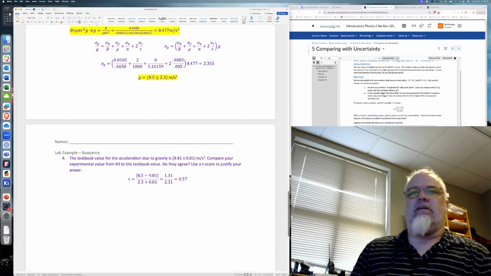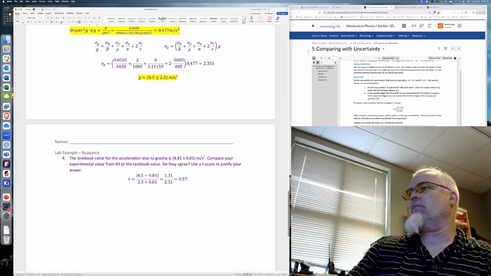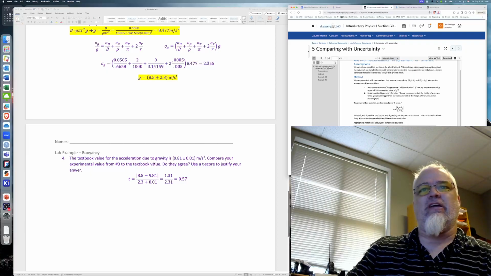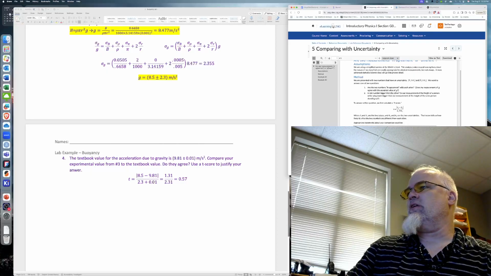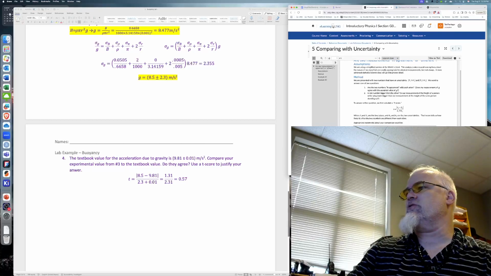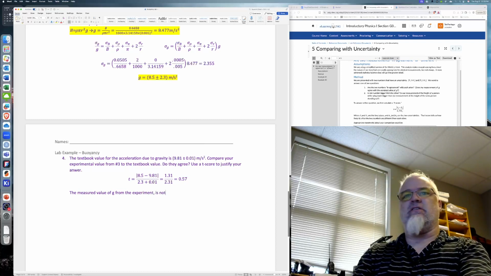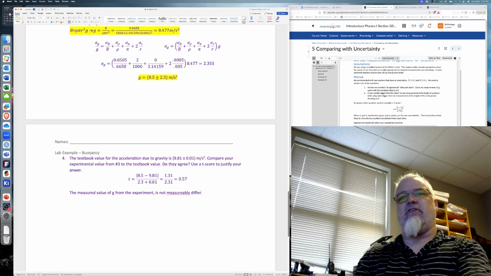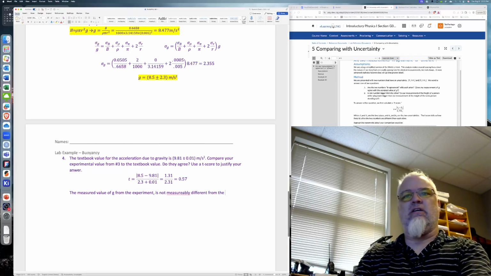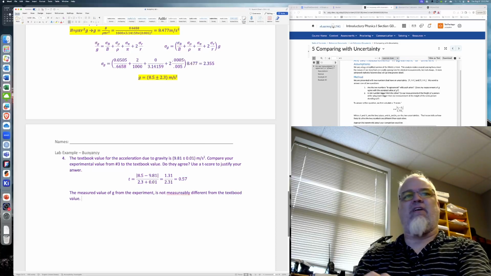So that t-score is less than 1. So what do we say about whether they agree when the t-score is less than 1? The two values are not measurably different from each other, or the two values are within statistical uncertainty, or the two values are in agreement, or the difference between the two values is likely due to chance. So I'm going to say the measured value of G from the experiment is not measurably different from the textbook value.